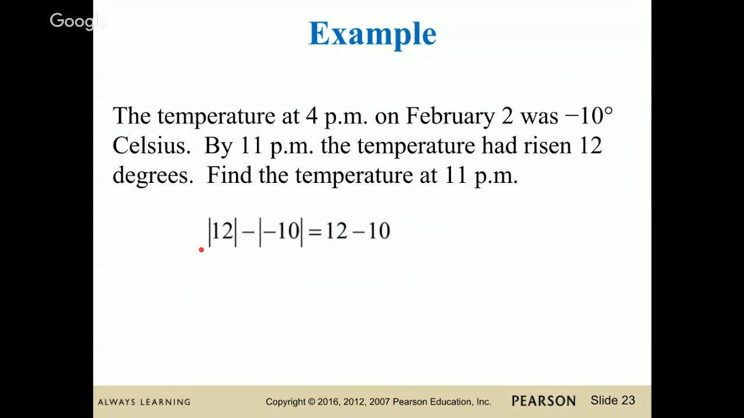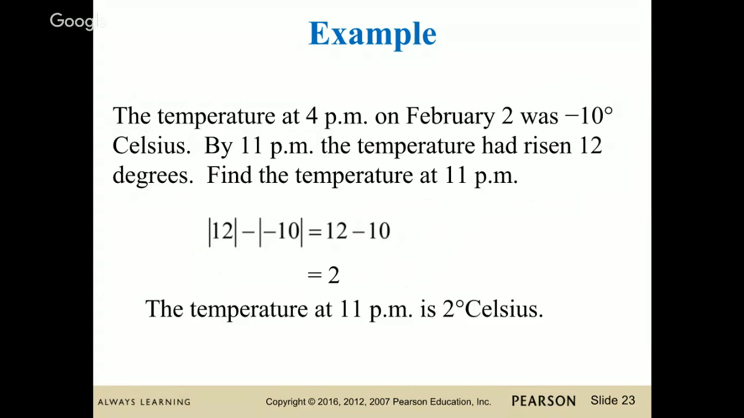So you have negative 10 plus 12, or you can switch them around because of the commutative property. You can switch these around. So you have the 12, and you can subtract the negative 10 from that. All right, so 12 minus 10 is going to give you a positive 2. Okay, so the temperature at 11 p.m. is a positive 2.